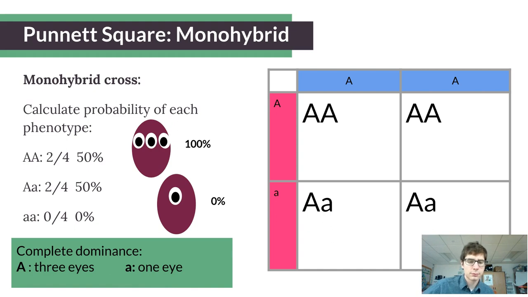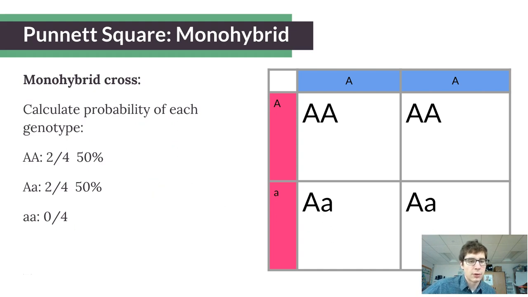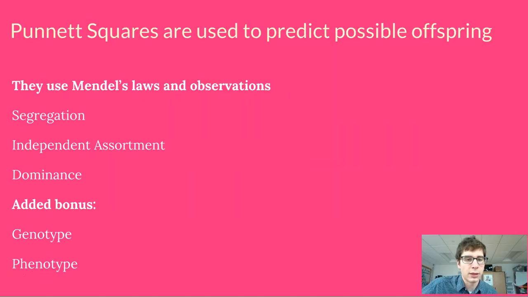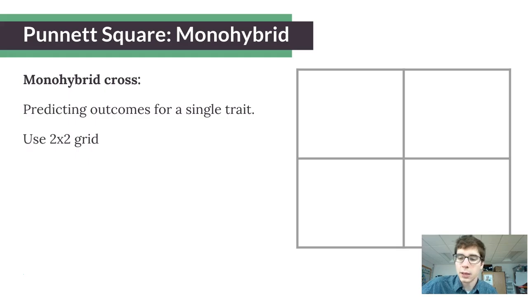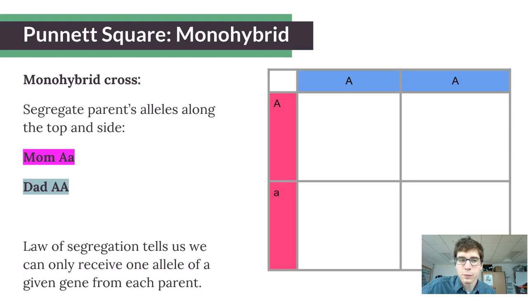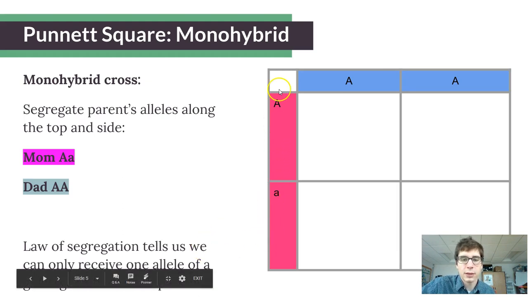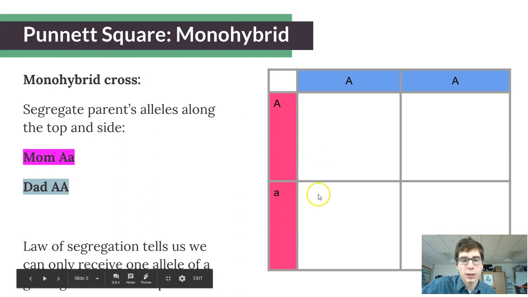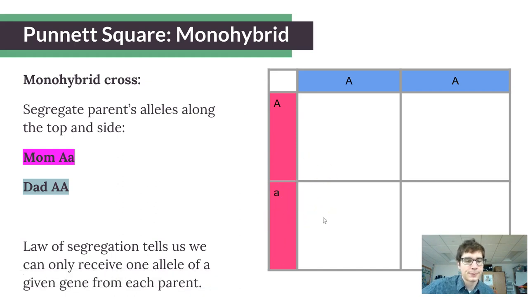Okay? So again, I'm just going to run through each of these steps so that we're all on the same page when you're doing these. First, you're going to make a 2x2 grid. Then you're going to distribute or segregate mom and dad's alleles. We'll put mom's on the side, dad's across the top. Remember that each parent can only give one allele, so that's what we're demonstrating here. Mom can either give us a capital A, or she can give us a lowercase a.